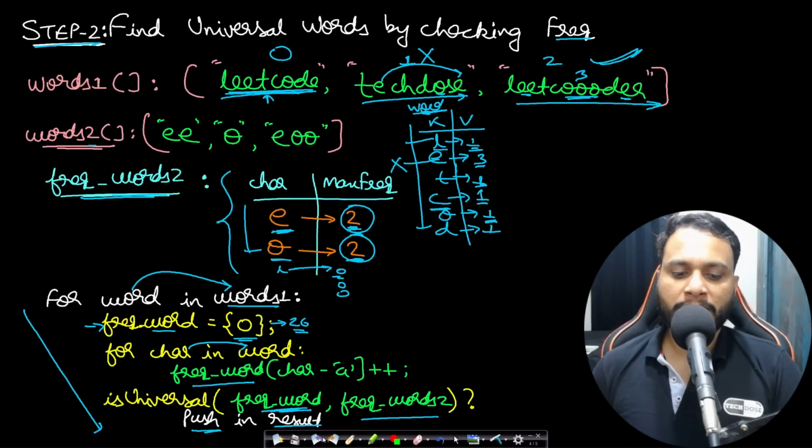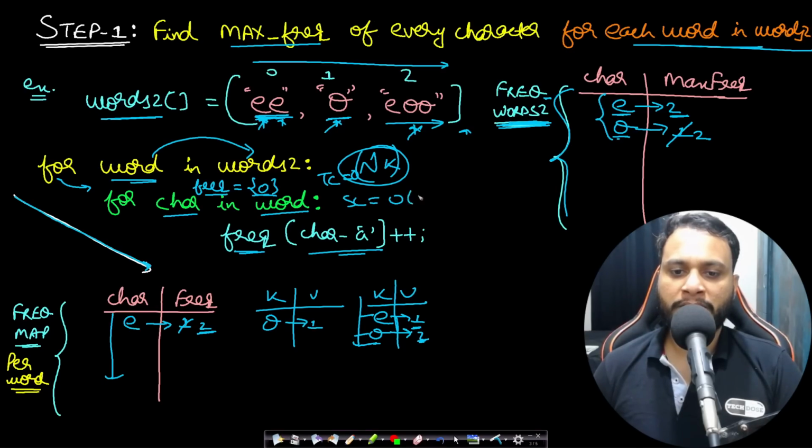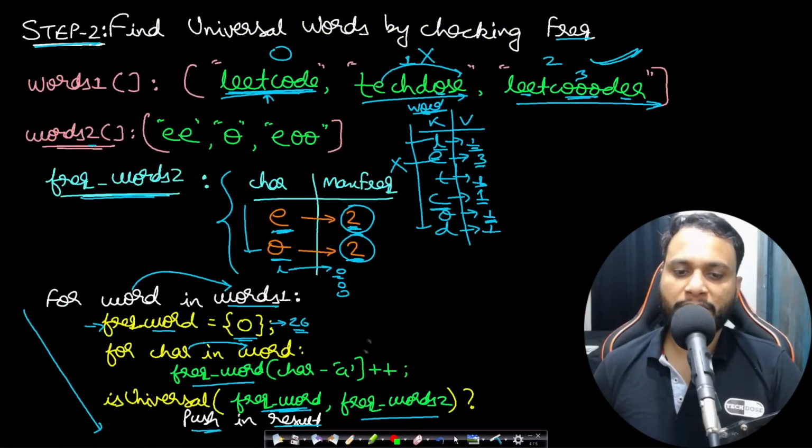Okay. So having seen these 2 steps, in the first step we were finding the maximum frequency of each character by iterating over each of the word in words 2. So how many words were there in words 2? Let's say there were n number of words, right? And each of the length is, let's say, k. So the time complexity for this step is order of nk, and the space complexity is order of 1, because the map size cannot grow beyond 26 size, right? Because there are only 26 unique lowercase letters.